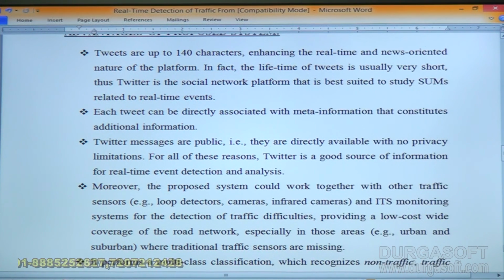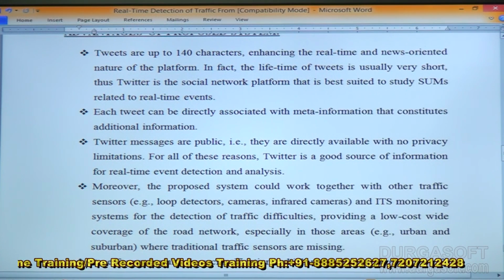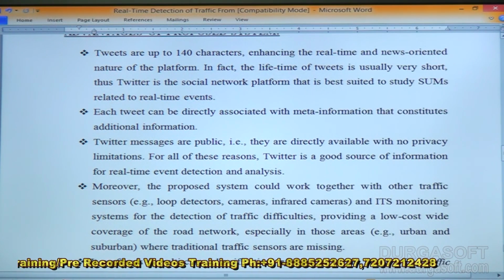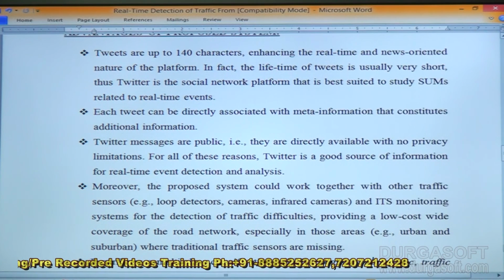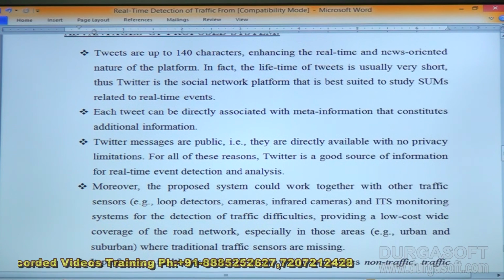Moreover, the proposed system could work together with other traffic sensors like loop detectors, cameras, infrared cameras. This kind of system can also be integrated along with the Twitter traffic. So my algorithm is not only for Twitter; my proposed system can also work with traffic sensors or monitoring systems for detection of traffic difficulties. Almost wherever you want, I can use my application to detect the traffic.